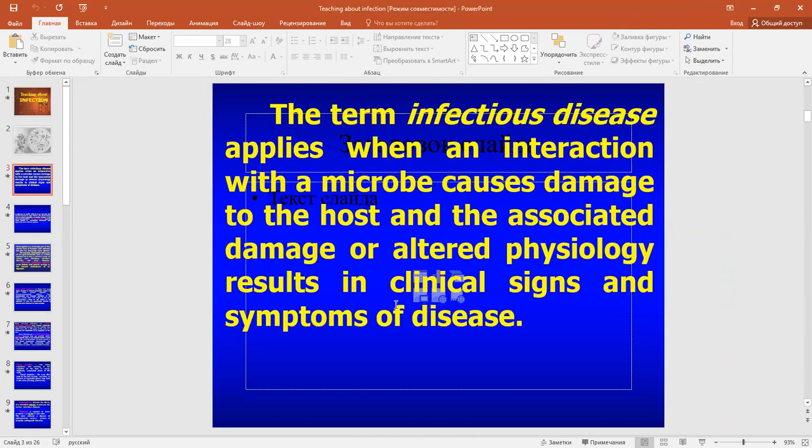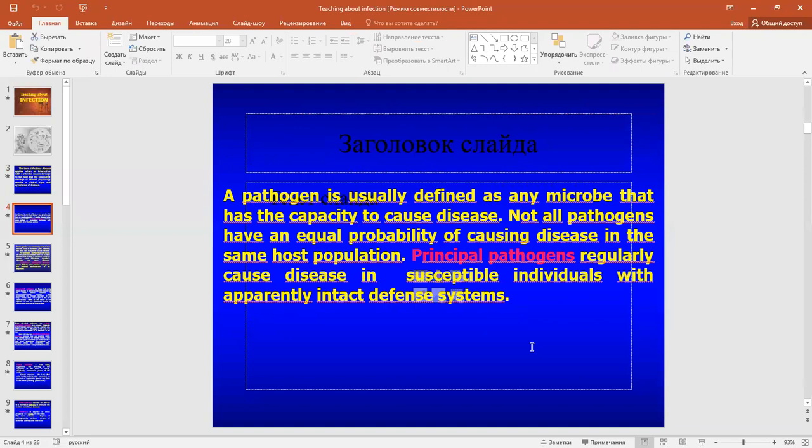The term infectious disease applies when an interaction with a microbe causes damage to the host, and the associated damage of altered physiology results in clinical signs and symptoms of disease. So if a person has clinical symptoms and some changes in the human body, we are talking about infectious diseases. Every infectious disease is caused by a certain pathogen. A pathogen is usually defined as any microbe that has the capacity to cause disease.